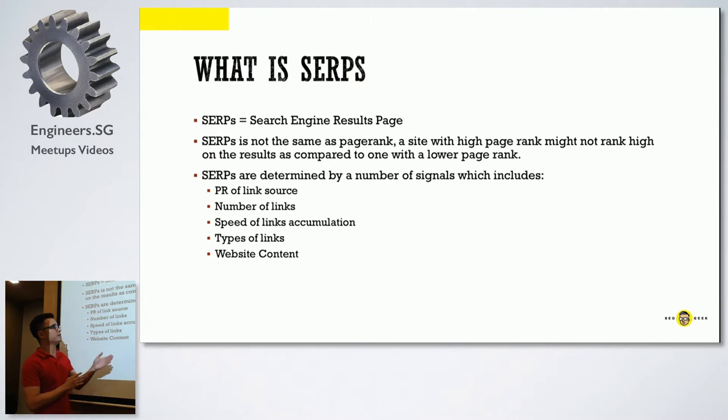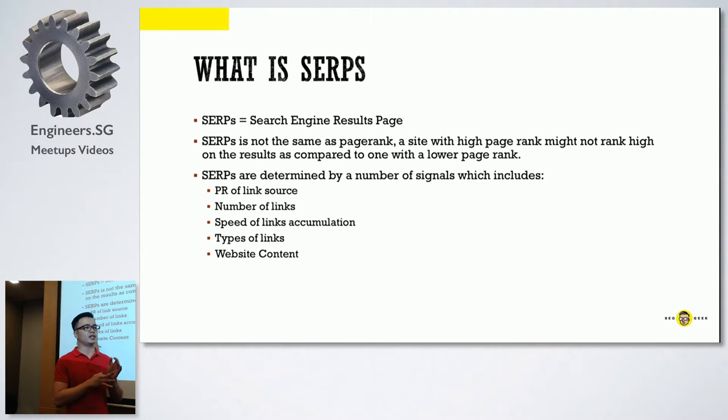Because the SERPs are actually determined by a number of signals, which includes PageRank as one of them, okay? The number of links coming to your website, okay? If of course you are getting links from a high PageRank source, for example, like just now I said, PageRank 0 is my blogspot page. Facebook, Apple, Microsoft will be a PageRank 10, okay? Maybe SingaporeGovernment.SG. mom.gov.sg might be a PageRank 8 because people link to MOM, right? MOM is an important site. So who links to me matters, okay? How many links I get from each website matters, okay?